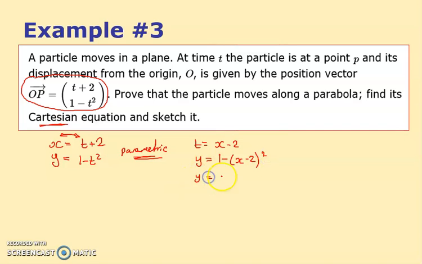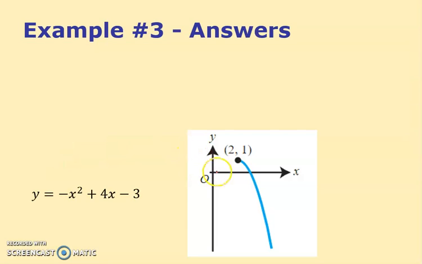Y equals 1 minus x squared minus 4x plus 4. So what's that? That's, well, minus x squared plus 4x. It looks like minus 3 to me. That's what I think the equation is. You can chuck that into your calculator, and according to me, that's what it looks like.